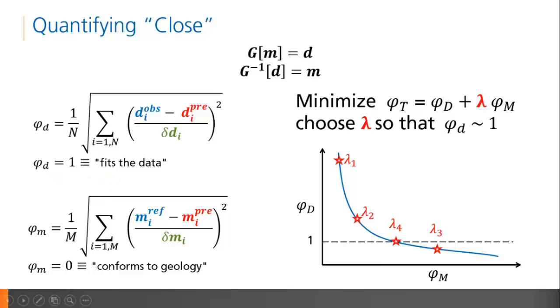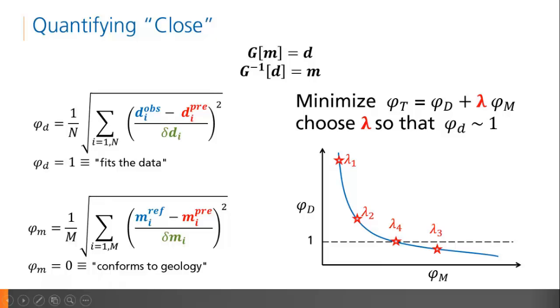We can also quantify how close the predicted model is to our preferred reference model with this equation here, known as the model norm. Here we have the reference model, and here the predicted model. The difference between the two is normalized by the error or the confidence we have in the reference model. When we are very confident in the reference model, we want the model norm to equal 0, which means the inversion is fitting the geology very well.